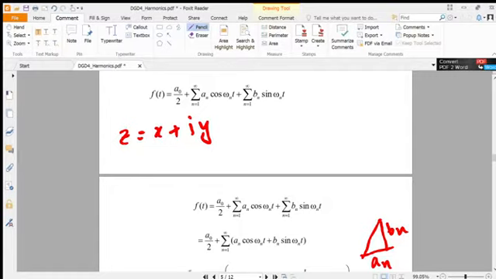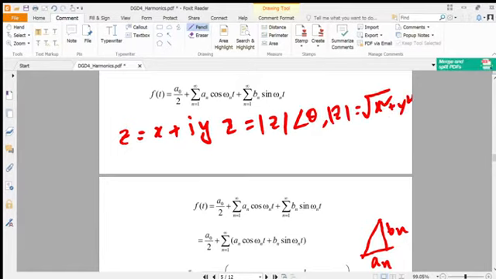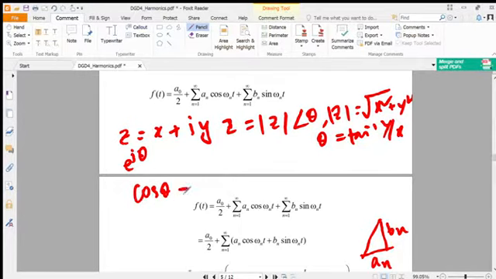So in polar form it can be expressed as z equals r e^(jθ), where r equals the square root of x squared plus y squared, and theta equals tan inverse of y by x. In exponential form it is e to the power jθ, but in trigonometric form it can be written as (cos θ + j sin θ) times r.